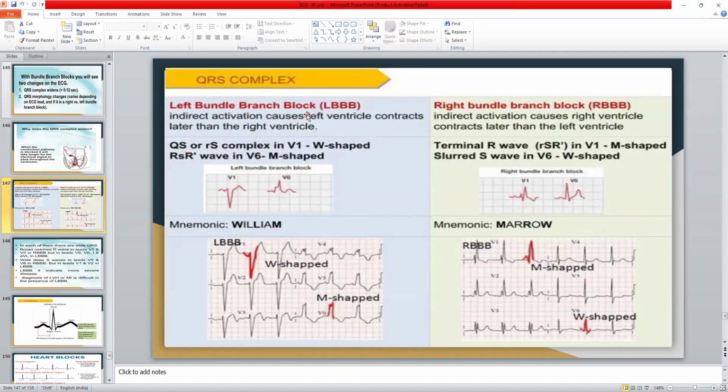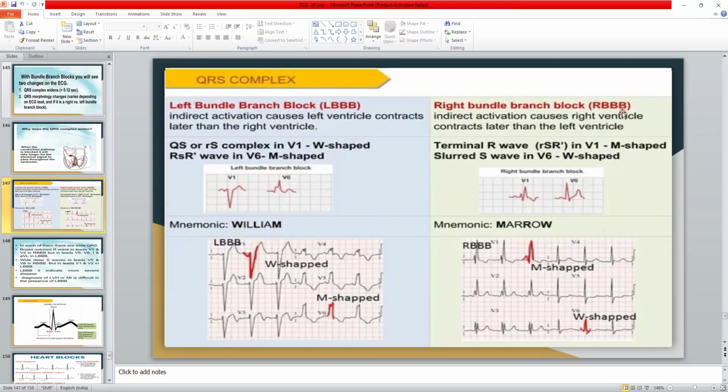What will you see in the left bundle branch block? The QRS complex in V1 is W-shaped. Here you can see QRS or RS, the R wave is small and the S wave is large. There is a mnemonic to remember the left bundle branch block and the right bundle branch block. For left bundle branch block, it is WiLLiaM. For the right bundle branch block, it is MaRRoW. That means in V1 it is W-shaped, whereas in V6 it is M-shaped.